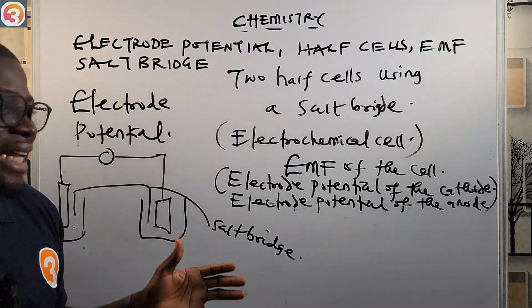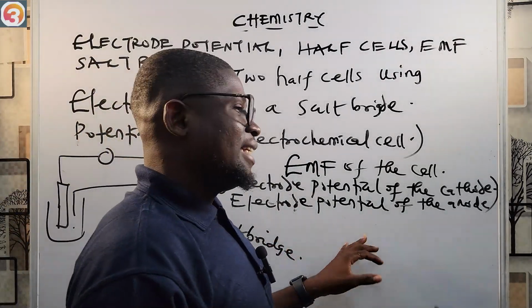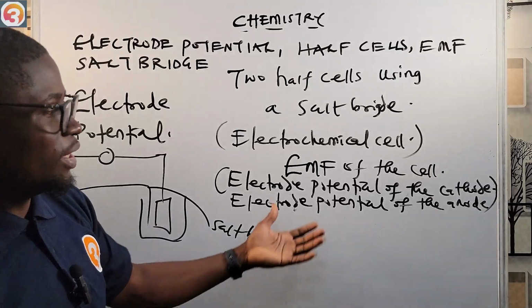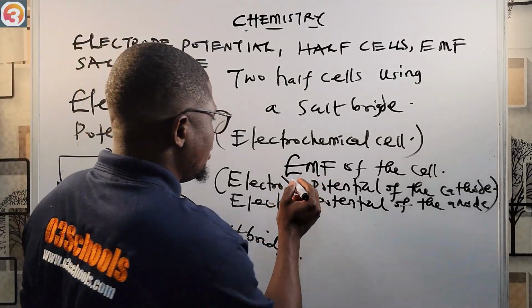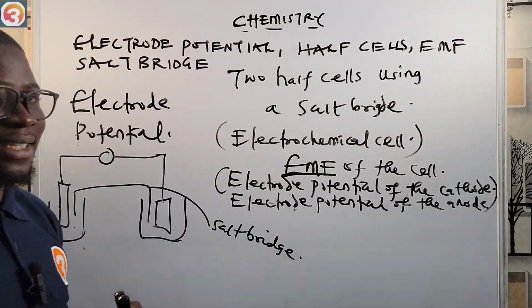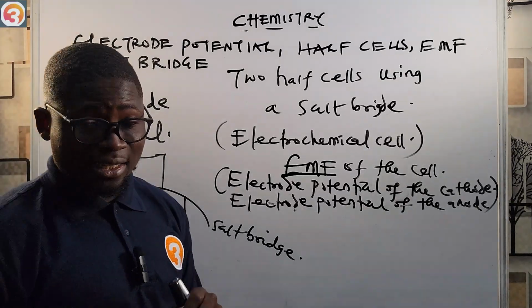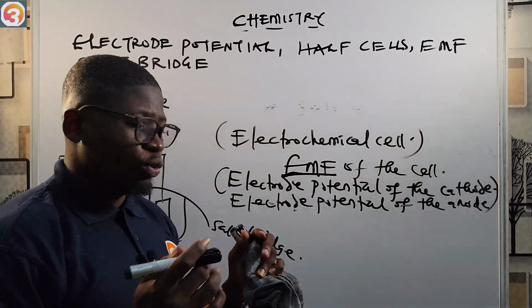Now the difference between the electrode potential of the cathode and the electrode potential of the anode is what we call the EMF, the EMF of the cell. Please take note of that. It's very, very important.